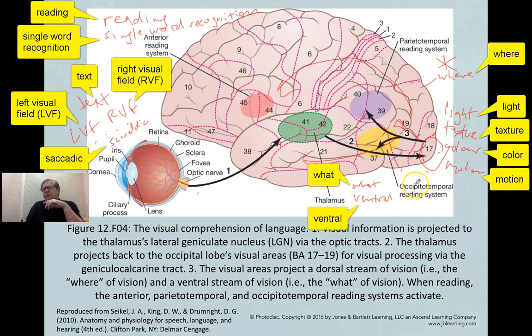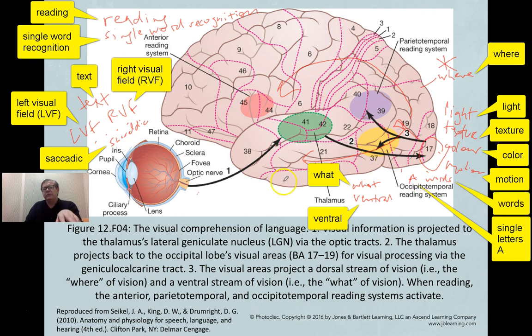The first one is the occipitotemporal reading system. Now, this is the system that we believe is important for recognizing the characteristics of the single letters and therefore words that are projected to the retina through visual word processing. So we think that there is recognition of letters in this area here. Coincidentally, we think that there's also recognition of other symbols like numerals, but that's another story.